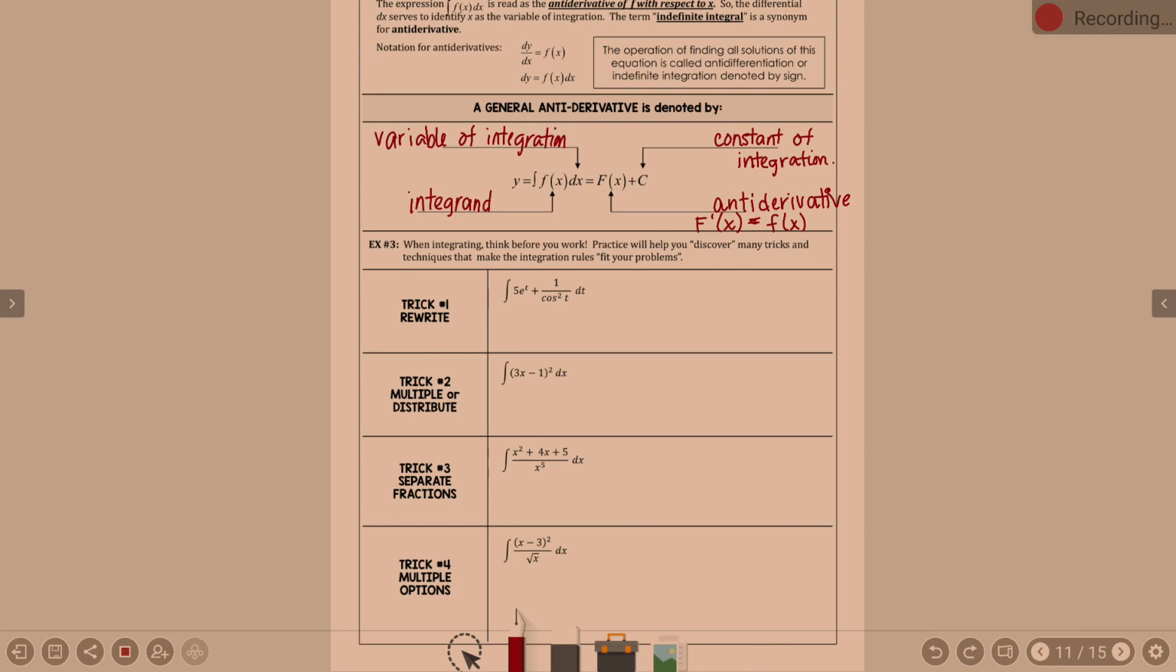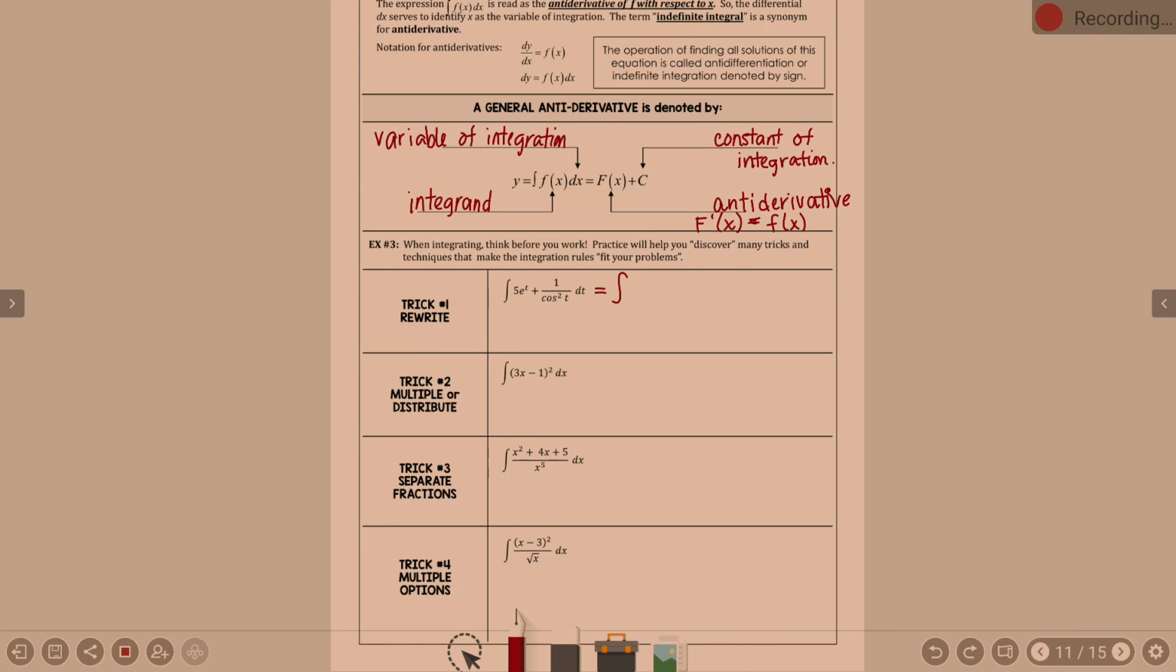Trick number 1, rewriting. The integral of 5e to the t plus 1 over cosine squared t dt. Break it into 2. You can break it into 2 integrals, but you don't necessarily have to. You can just think of it as 2 pieces here. That's not the rewriting I'm looking for. So, not integrating quite yet.